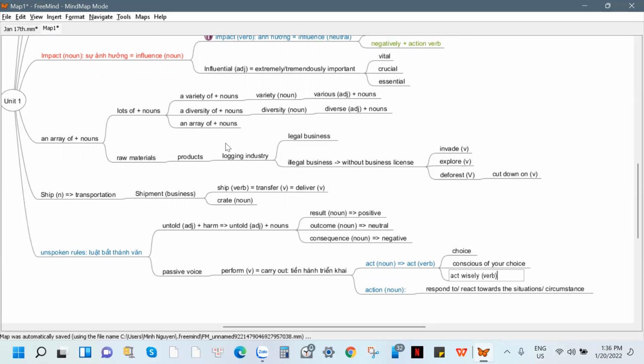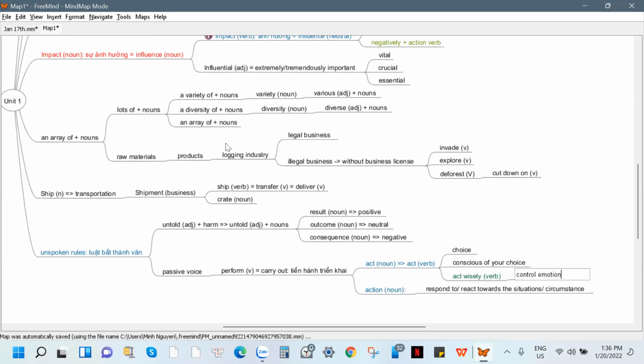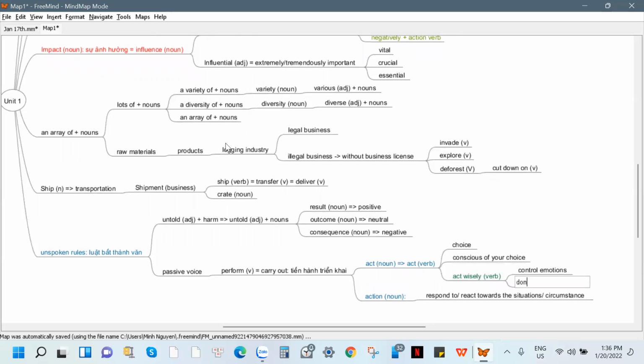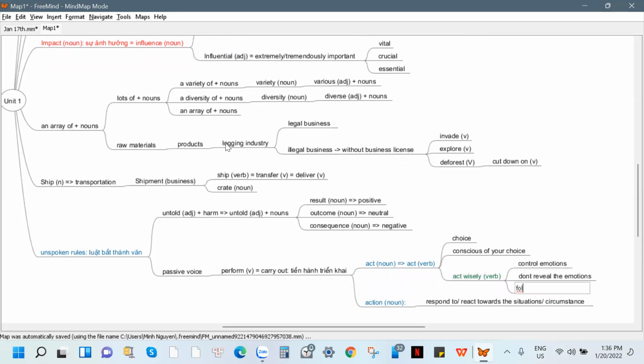If you choose to act wisely, it means that you control your emotions. You don't reveal your emotions, okay? You just follow your instincts. Instincts means that you follow the voice inside you and you just get everything done as you plan. That is act wisely. We try to control.